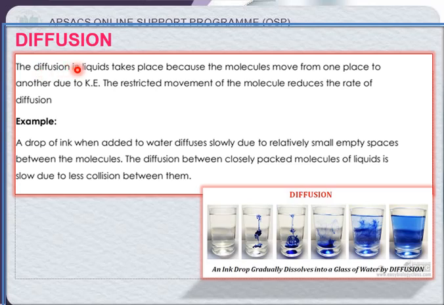For example, a drop of ink when added to water diffuses slowly due to the relatively small empty spaces between the molecules. The diffusion between closely packed molecules of a liquid is slow due to fewer collisions between them. Here is the example. Here is a simple glass of water. If we put a drop of ink in it, then slowly it diffuses throughout the glass and it becomes blue. This is the slow process of diffusion occurring. This is the best example for diffusion.